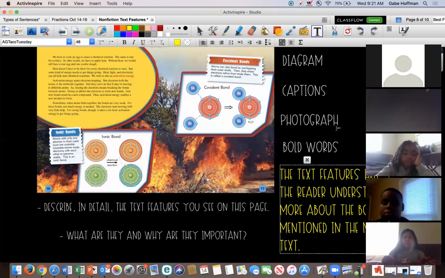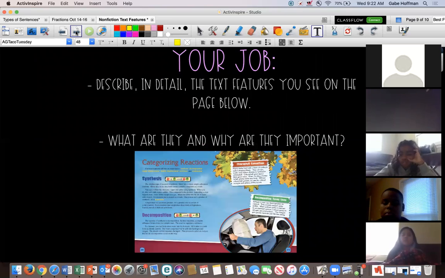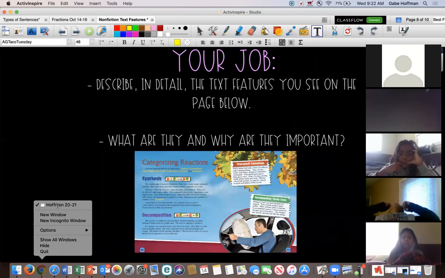And then you could also put too that activation energy, they show us that the word activation energy is an important word, right? So that's just examples of text features from this one page. So we want to see what you can do with text features, and you're going to have your own job today. You're going to look at this page below, and I'll pull it up on Canvas too. And you're going to tell us what are the text features in this page and why you think they are important.